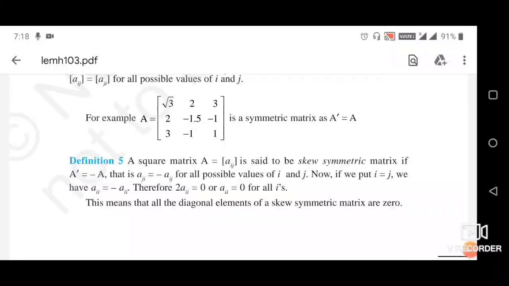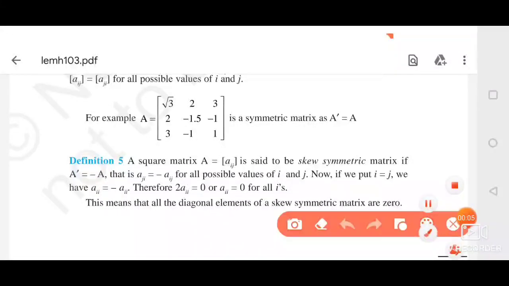The next definition is the skew symmetric matrix. Here also the line starts with a square matrix. Whenever we learn symmetric matrix and skew symmetric matrix, we have to know that these matrices deal with square matrices. If a matrix is not a square matrix, then it cannot be a symmetric matrix and it cannot be a skew symmetric matrix.